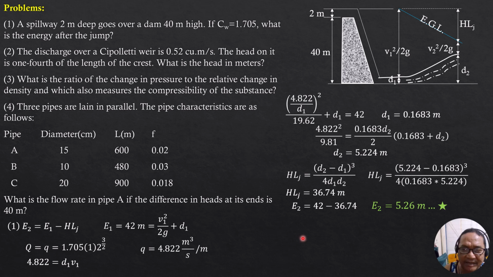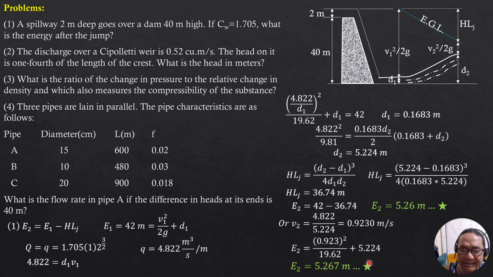Likewise, let's solve for V2, and it is just small q is depth 2 times V2. So small q divided by 5.224 equals V2, and V sub 2 is 0.923 squared. The energy at section 2 or after the jump is velocity head at section 2 plus depth 2. So for quantity 0.923 squared over 19.62 plus 5.224, that is 5.267. So there's a small difference because of rounding of answers, but they are practically the same.